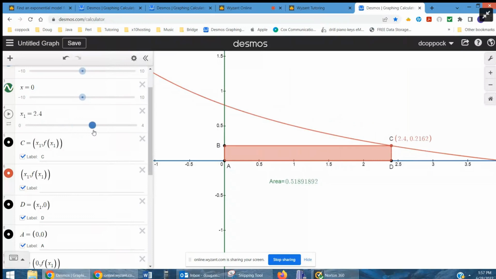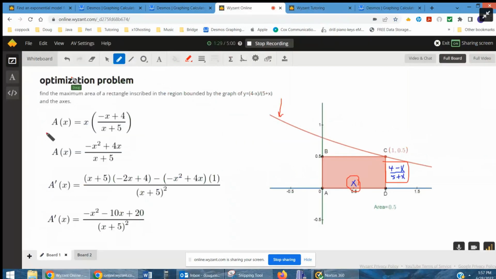Okay, so we have to find the x-coordinate between 0 and 4 that gives us the maximum area. And that's where calculus comes in. Okay, so here's the area function. This length or width times the other dimension, which is f of x. And I've rewritten that as (minus x squared plus 4x) over (x plus 5).